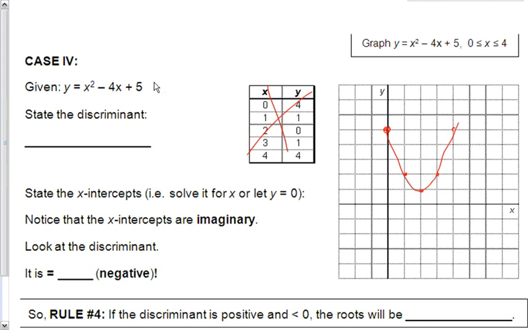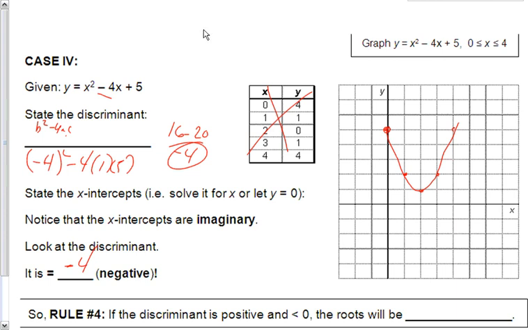Okay, so that's interesting. Let's look at the discriminant. B squared minus 4ac. Oh, that's not b. B is negative 4. Negative 4 squared minus 4 times 1 times 5. 16 minus 20 is negative 4. We cannot take the square root of a negative in the real number system.